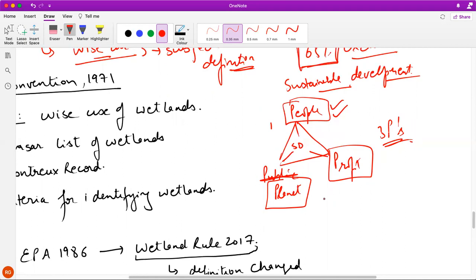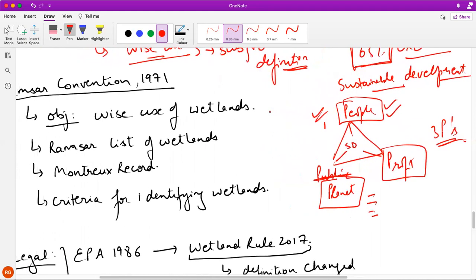So what should be ecological? Demarcate wetlands. Then give time for regeneration, prevent invasive species. Then afforestation needs to be done, wildlife conservation. So these are steps that need to be taken. Okay, so this is what the wise use of wetlands definition is.